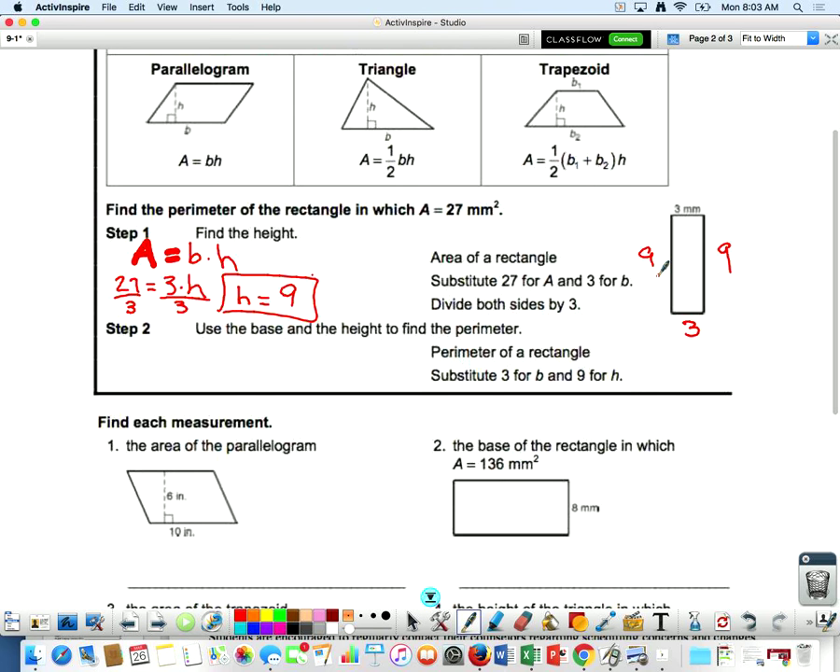Perimeter of a rectangle. Always 2 times height plus 2 times base. Right? That's going to give it to us. Perimeter equals 2 times height plus 2 times base. Or you could say 2 times width plus 2 times length. Doesn't matter. We're still doing the same thing. Sorry, that should say P for perimeter.